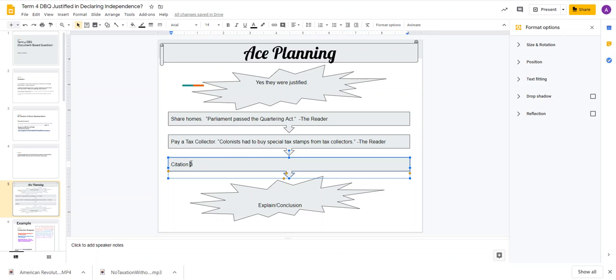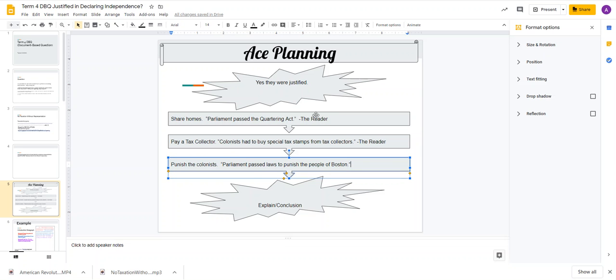My third reason is that they wanted to punish the colonists. And the citation that I have to support that reason is "Parliament passed laws to punish the people of Boston." These are real quotes that I got from the reader. Just as when you do this, those should be real quotes from your documents.